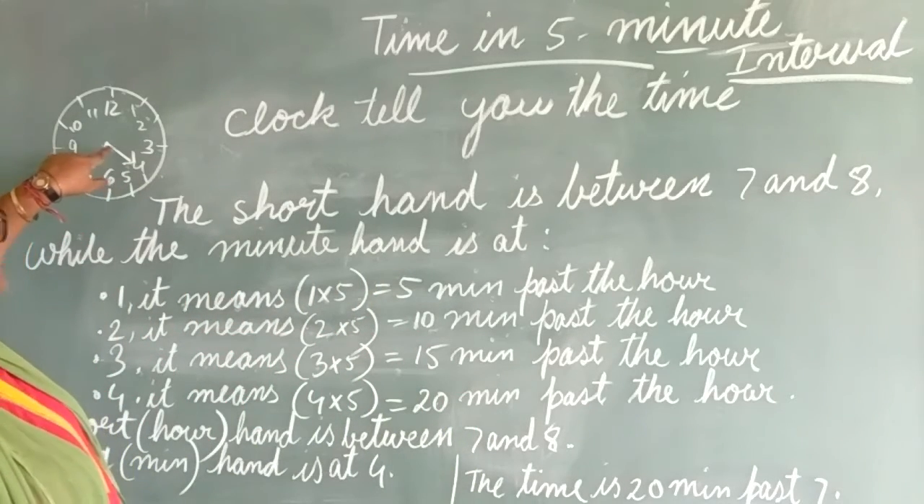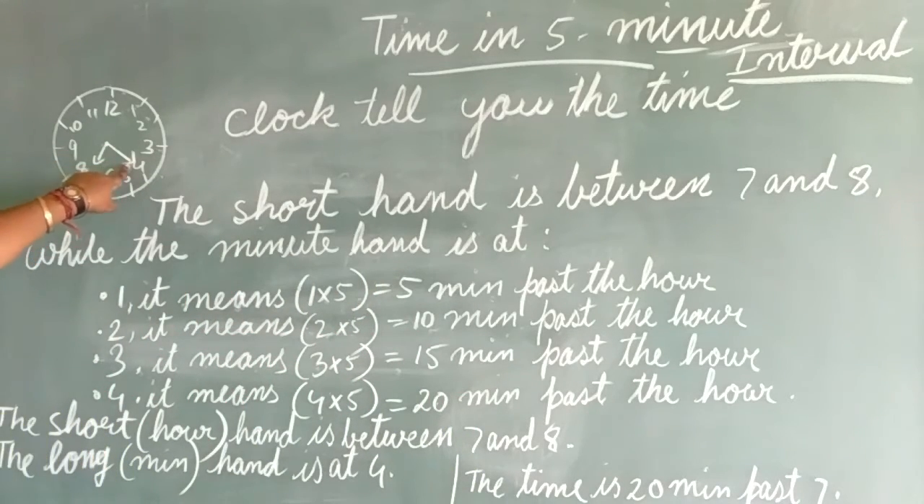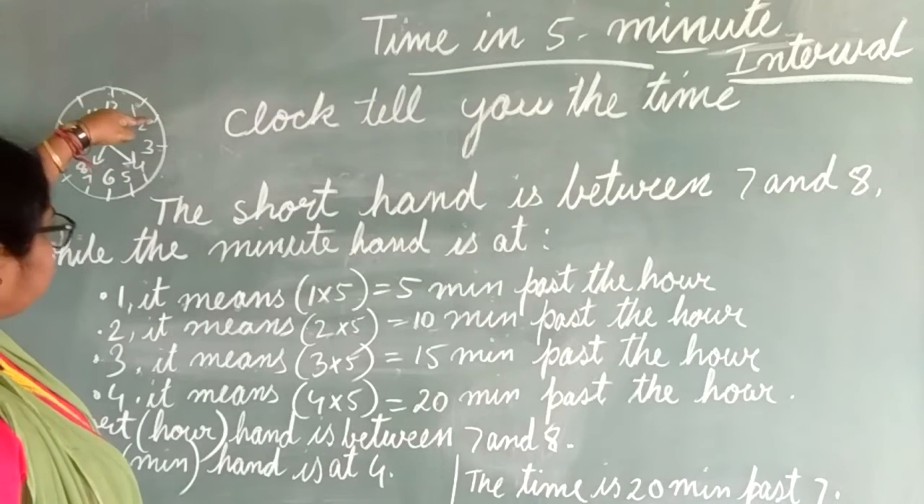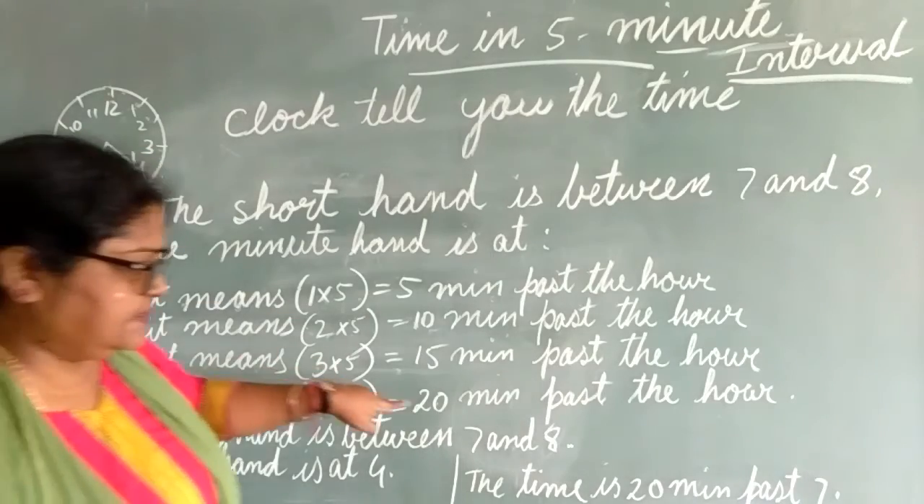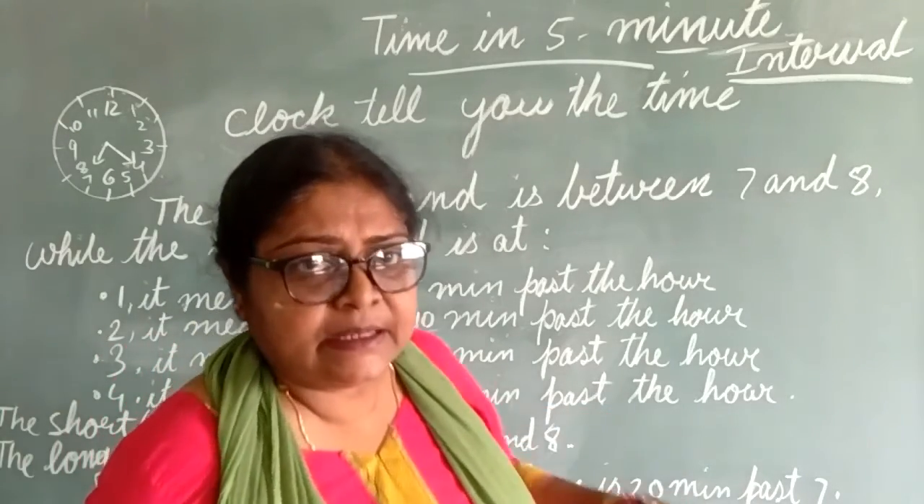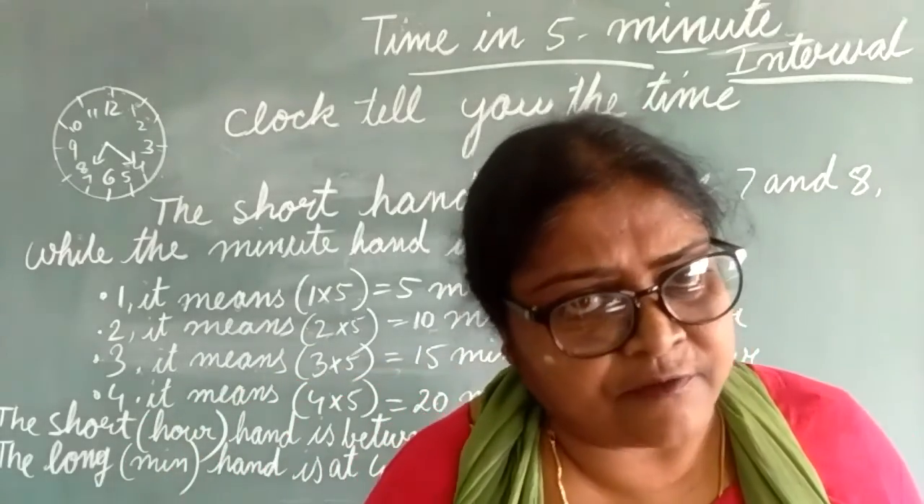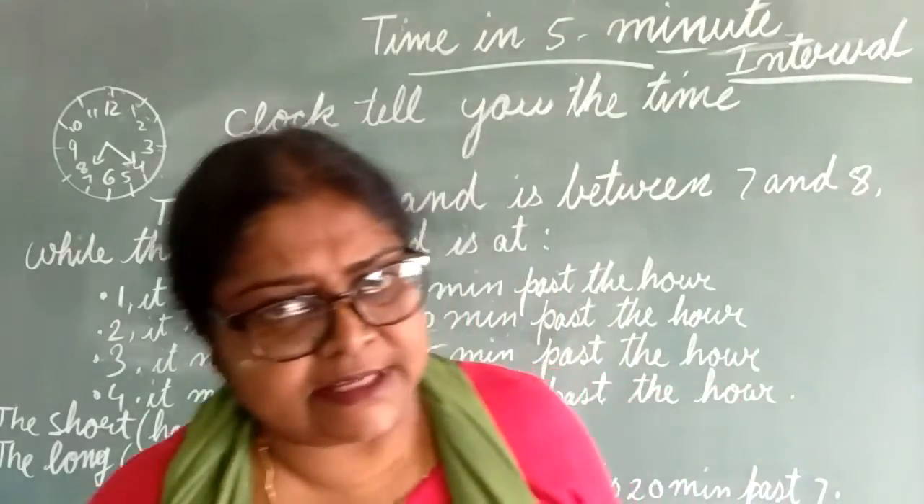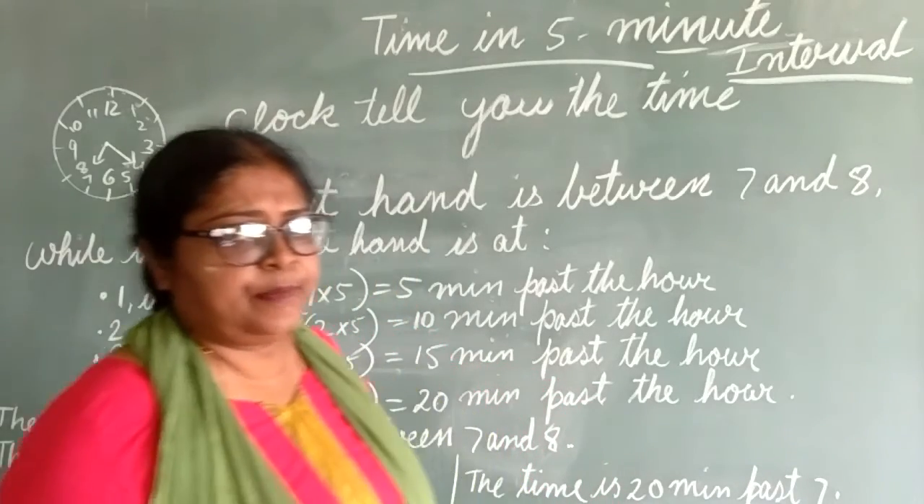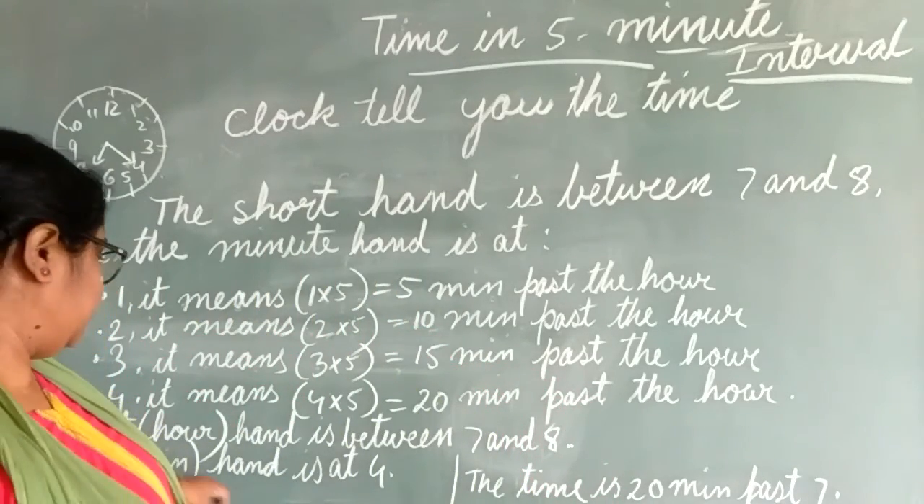Again, if this minute hand passes 4 times, that means 1 time, 2 times, 3 times, 4 times, then what will you say? 20 minutes past the hour. Okay, is it clear to you all? So what will you say? 20 minutes past the hour.